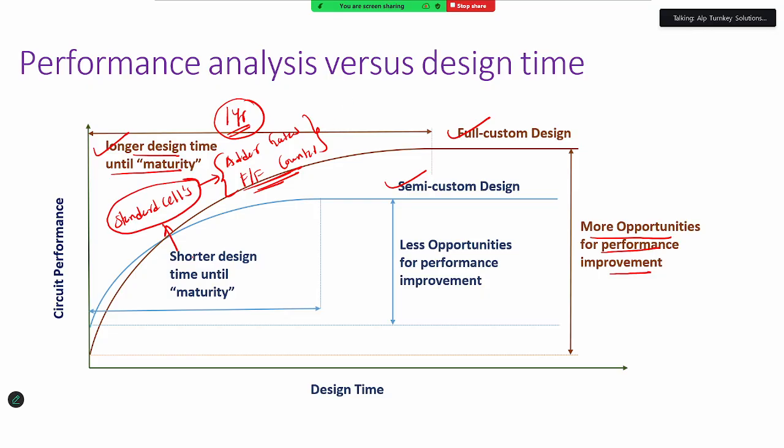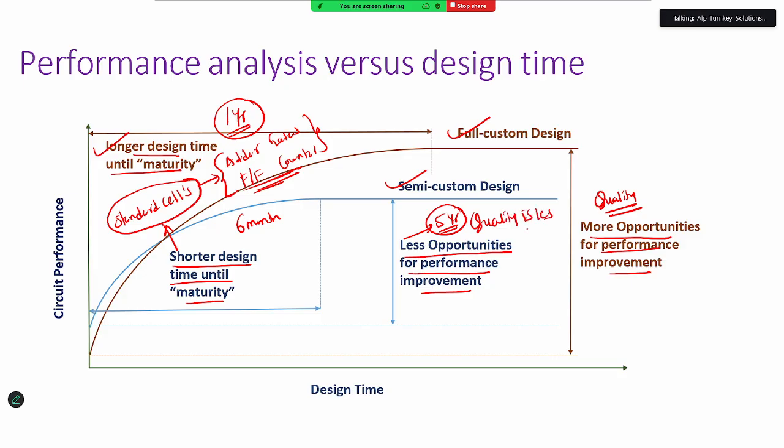Okay, so that means this will take shorter design time, around 6 months only. Here quality is more in full custom design, but in semi custom design there are fewer opportunities for performance improvement. One phone can work up to 5 years. After that some problems will arise.